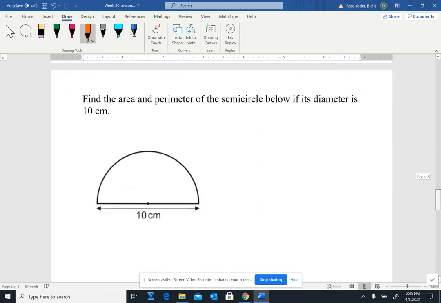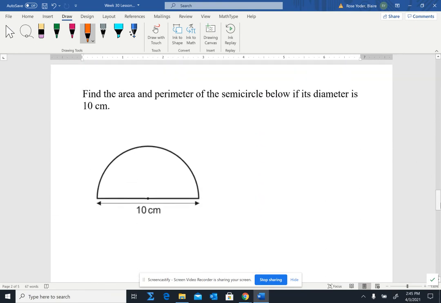All right, next up, we're going to look at a semicircle. Remember I said semicircle is just half of a circle. So what do you do to start this one? RDCA. The 10 that was given, that's the diameter. So let's fill out the rest.